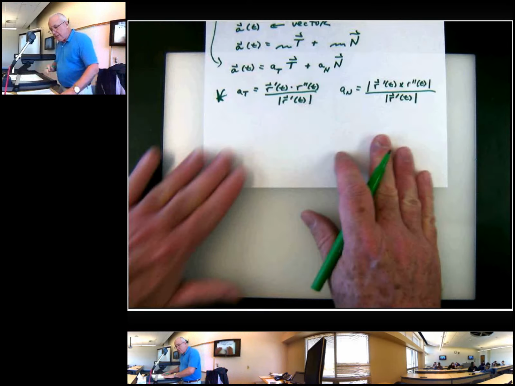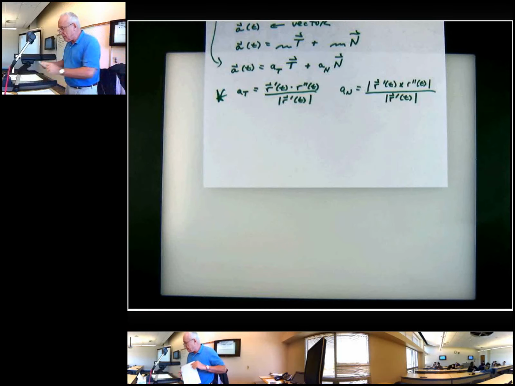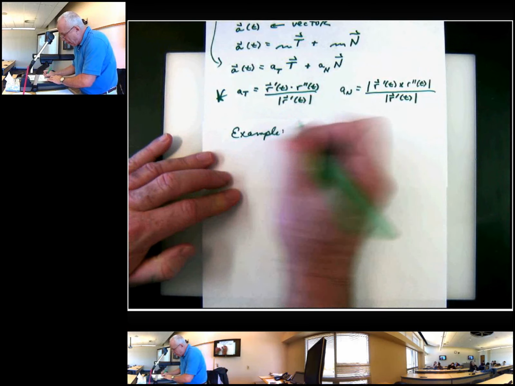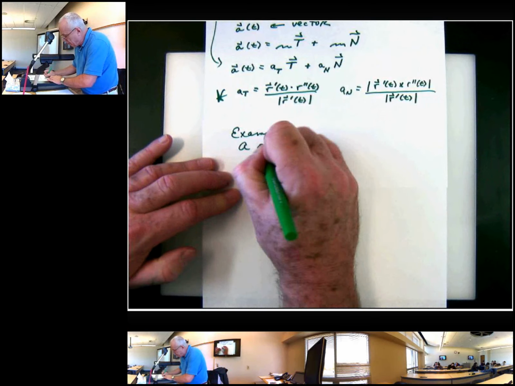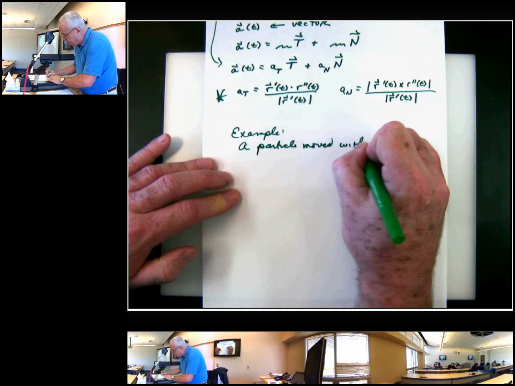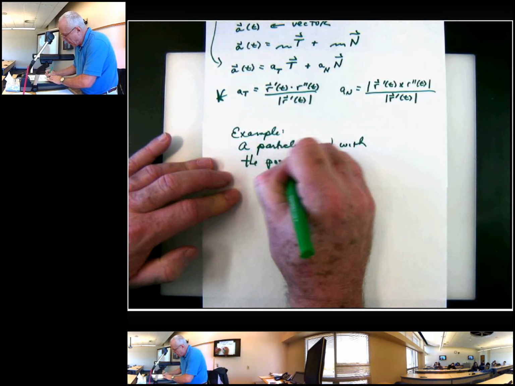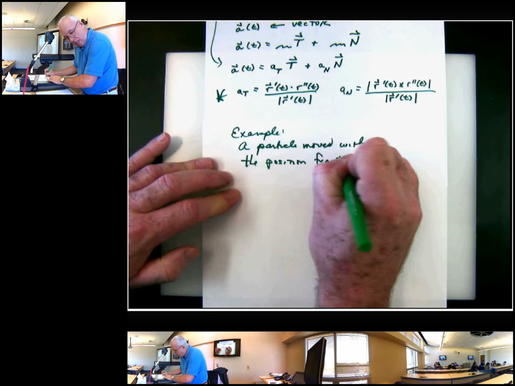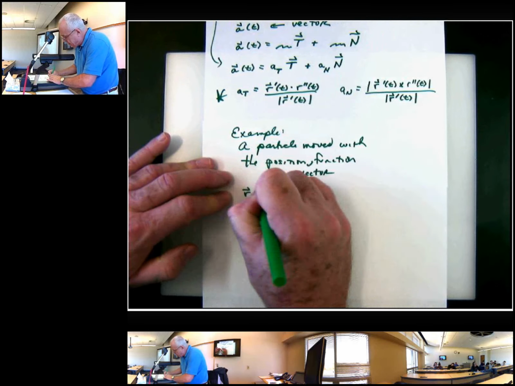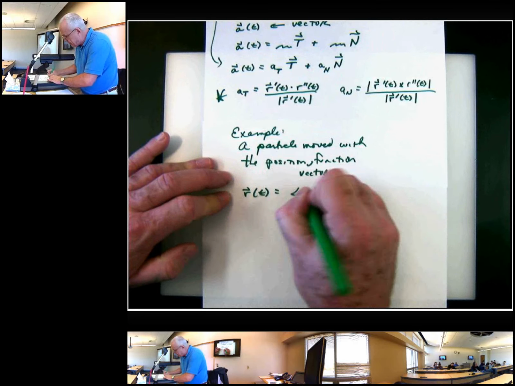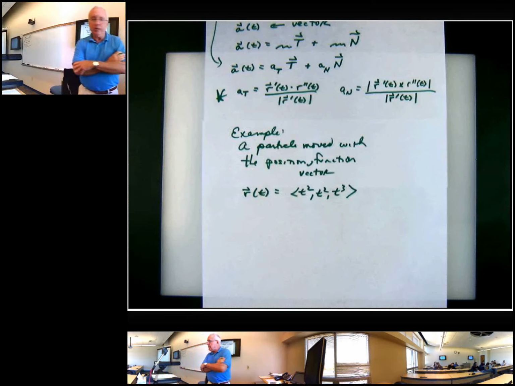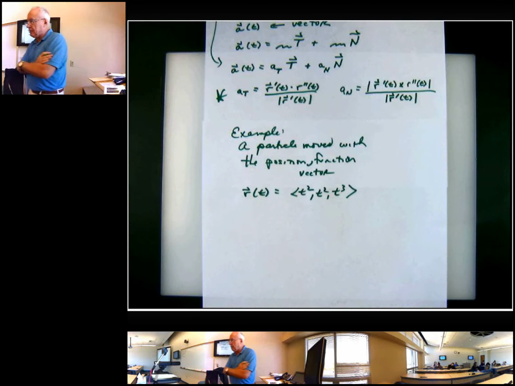So I just have one example with this, and that'll complete the time here. Example: a particle moves with a position vector function r of t equal to angle bracket t squared and t to the third power. As t varies, those are the various positions of this particle.